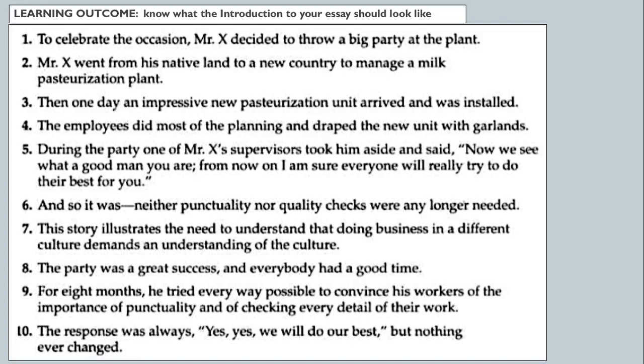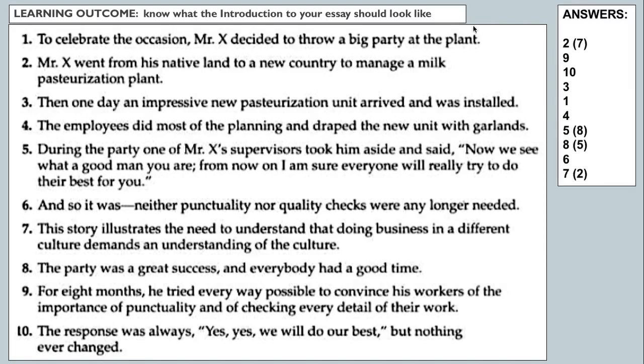All right, welcome back. What we have here are a variety of approaches, but more or less, we could either start with 2. Mr. X went from his native land to a new country to manage a milk pasteurization plant. Or we could start with 7. This story illustrates the need to understand that doing business in a different culture demands an understanding of the culture. And this is a general introduction.